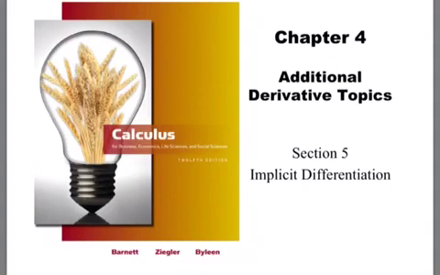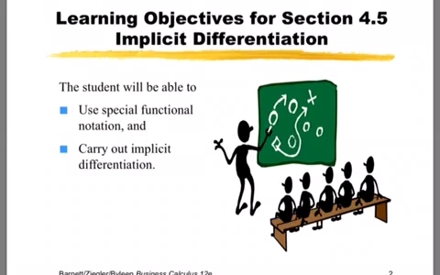Section 4.5, Implicit Differentiation. The learning objectives for this section will be to use special functional notation and to carry out implicit differentiation.